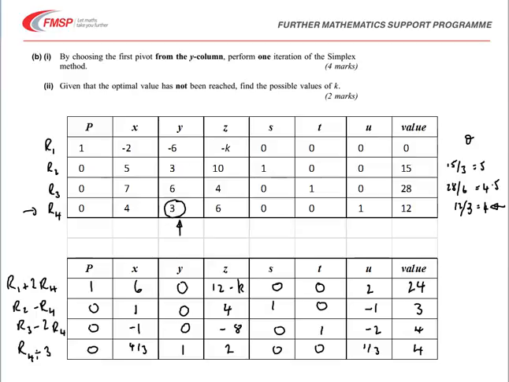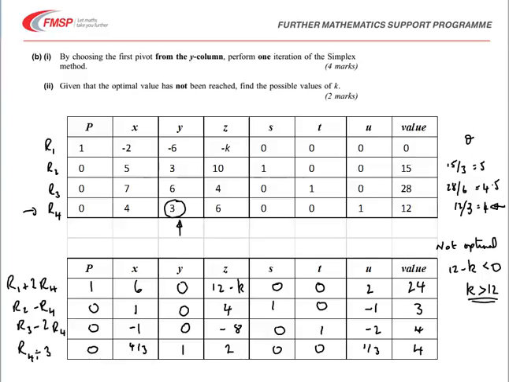We're asked to find the value of k, assuming this is not optimal. So if it's not optimal, then we need a negative value in the top row. So we need 12 minus k to be less than 0, and therefore k is greater than 12.